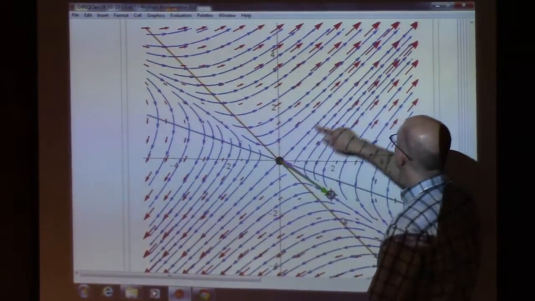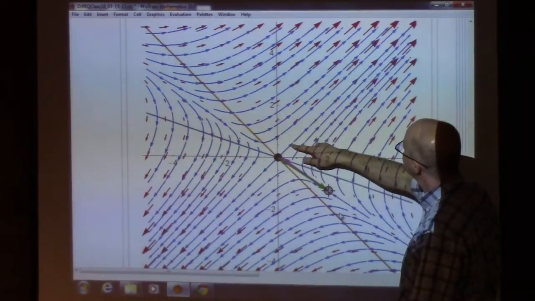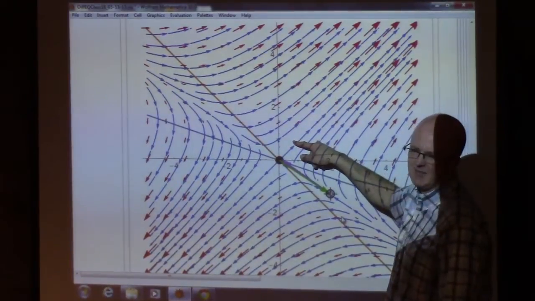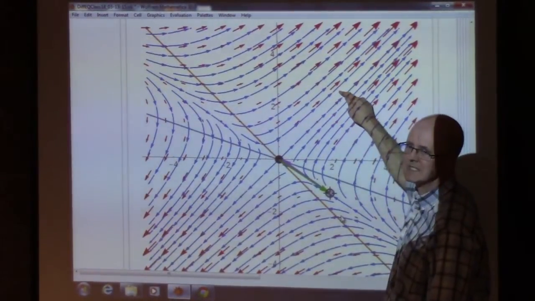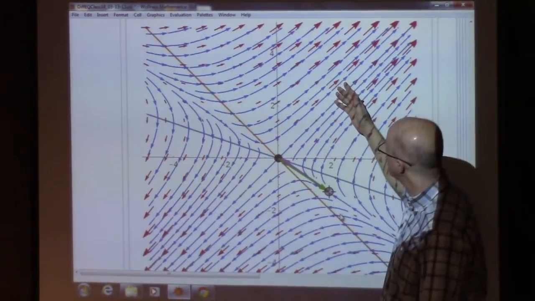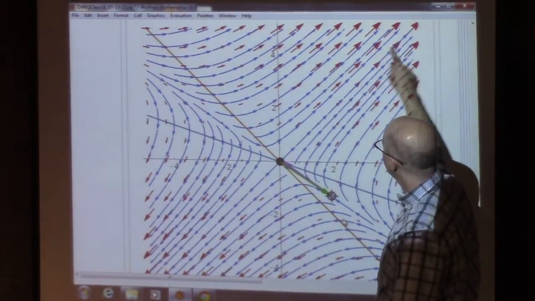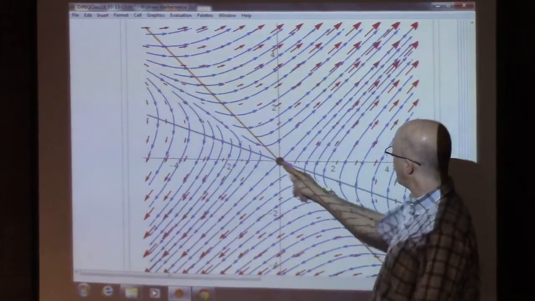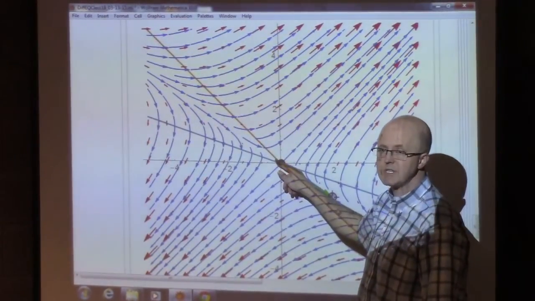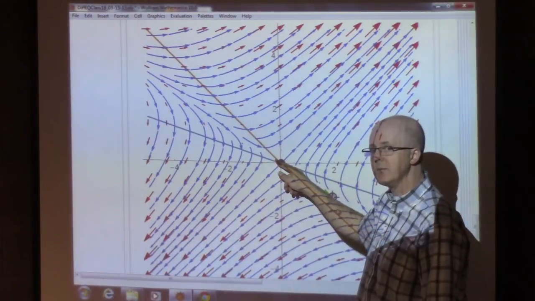One solution that goes this way. By the way, that really corresponds to infinitely many solutions corresponding to infinitely many different initial conditions. But they're all related to each other. One going that way, one going this way, one going this way, one going that way. And it seems like the origin is some sort of saddle point because of it.